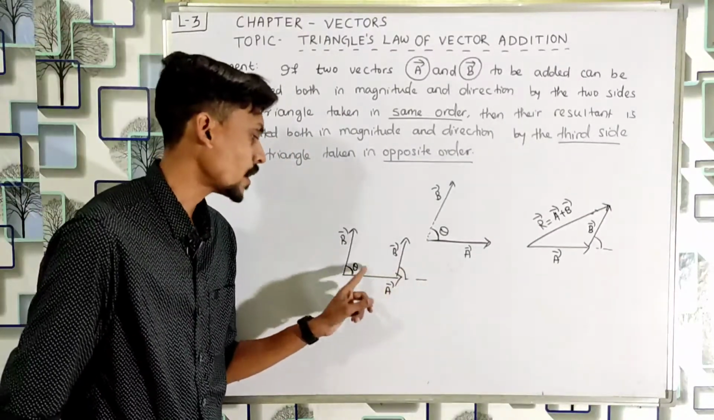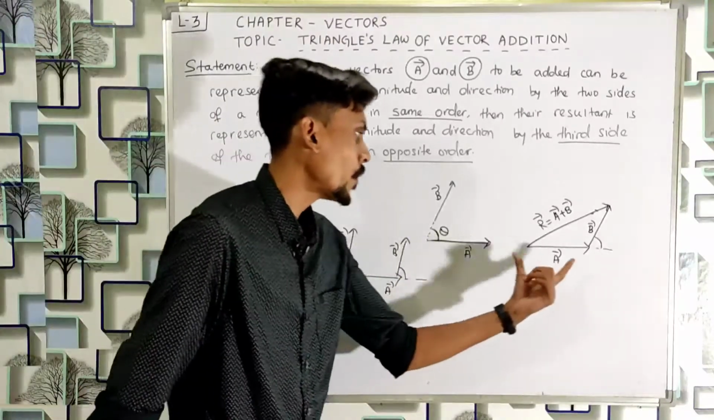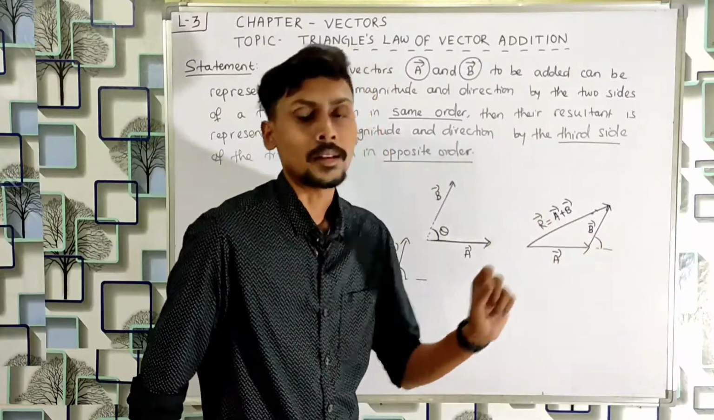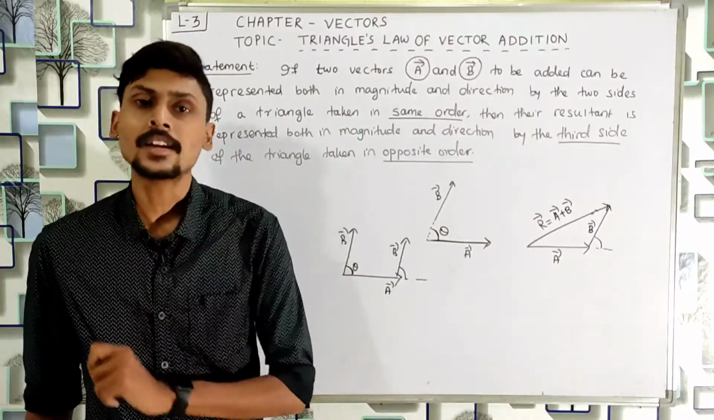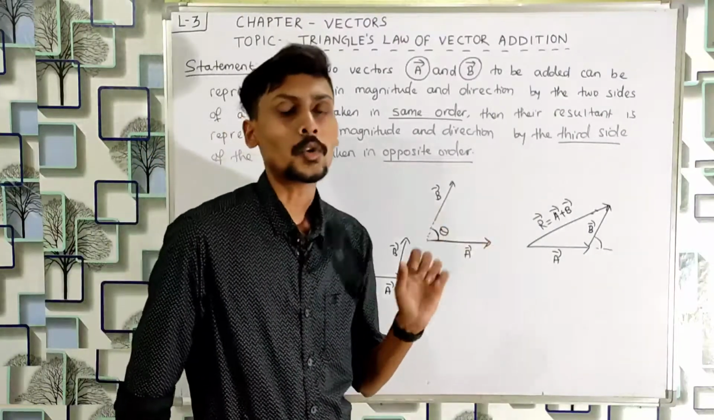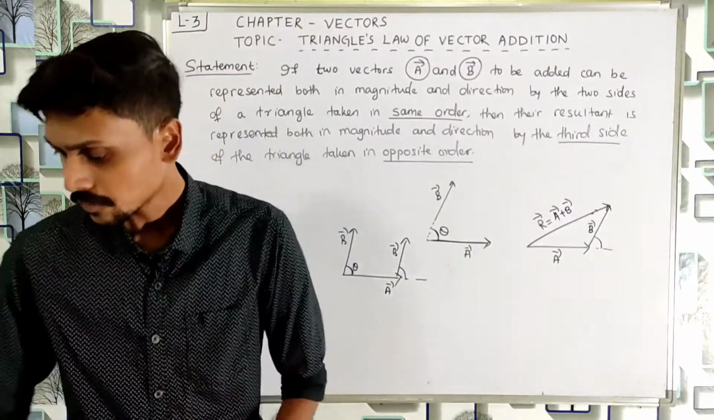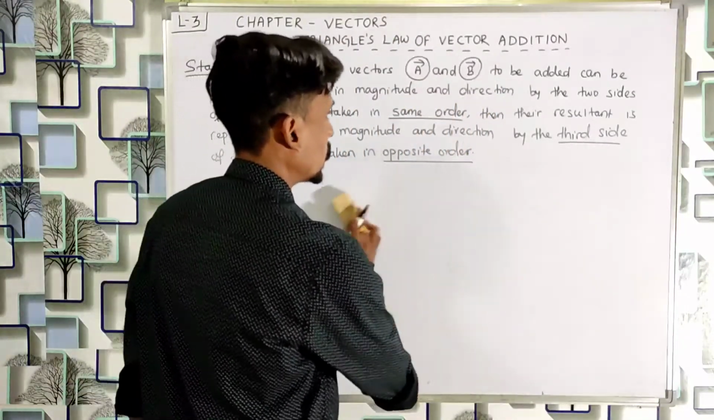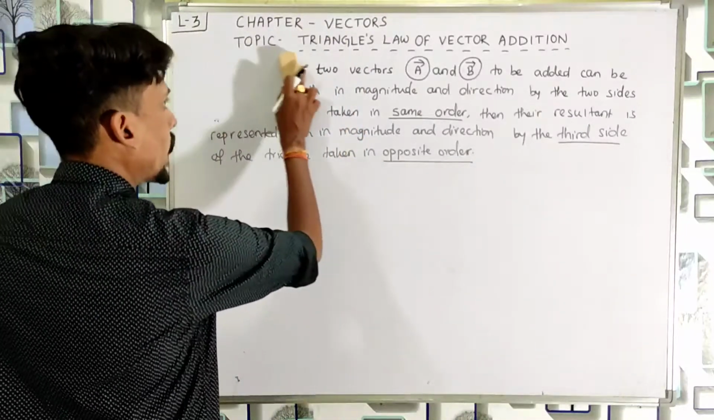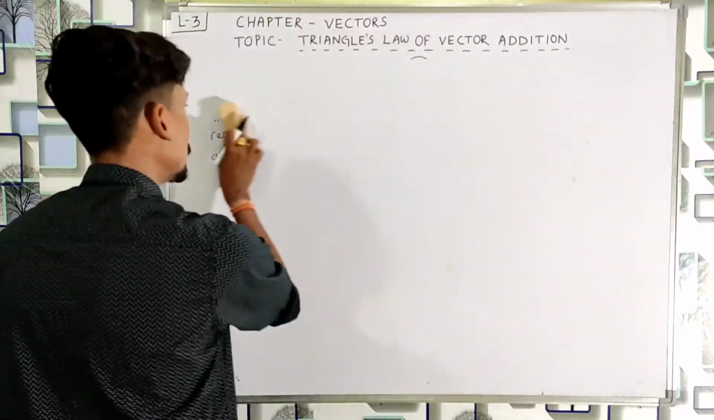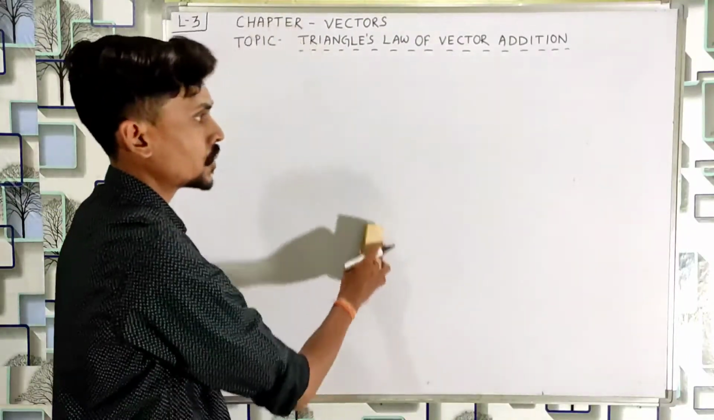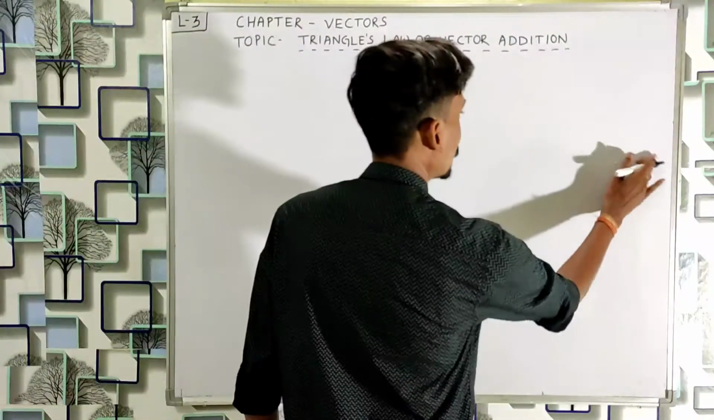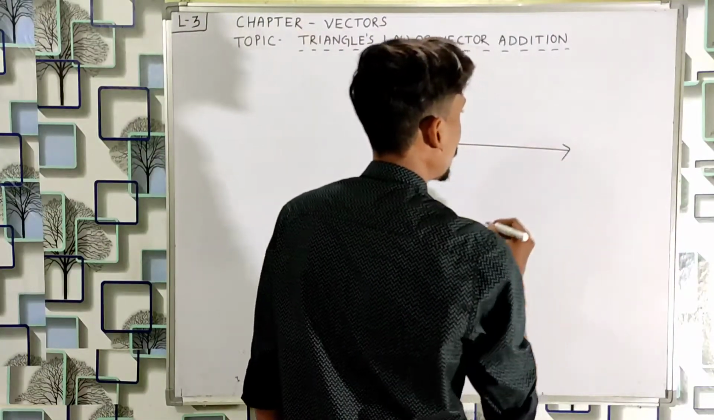They are corresponding angles. So remember that when two vectors are in same order, you have to consider the outer angle as the angle between the two vectors. Is that clear? Suppose assume that the angle between vector A and vector B is theta. So now we will derive the expression for the resultant vector magnitude and its direction, and for that I have to draw an enlarged diagram.